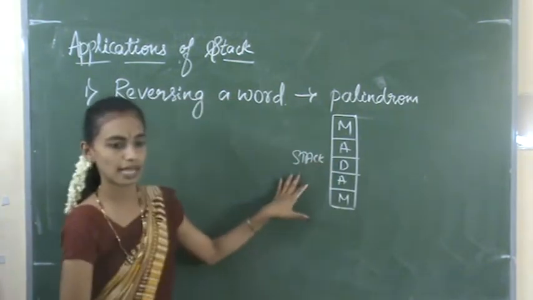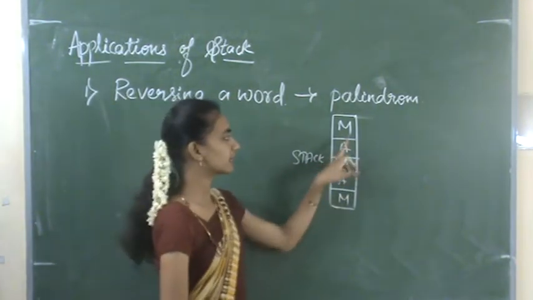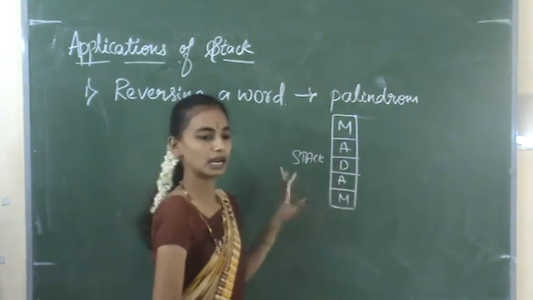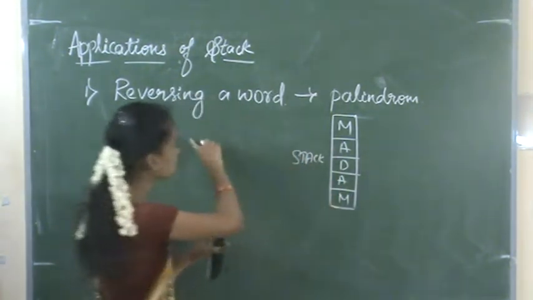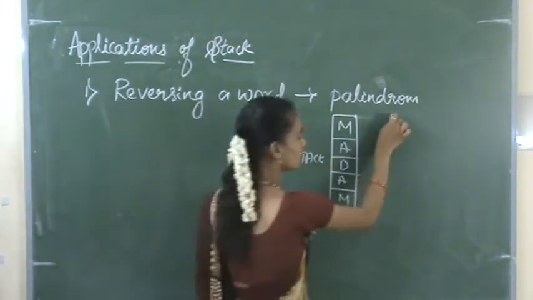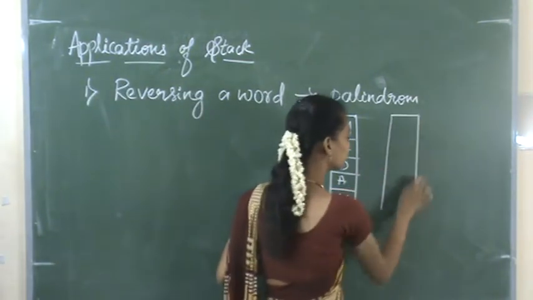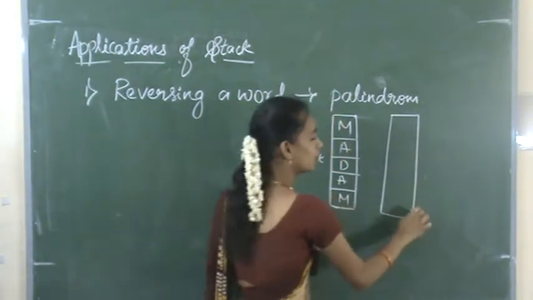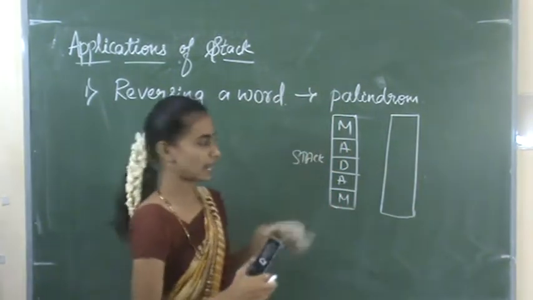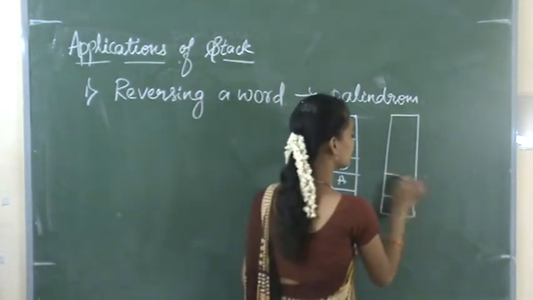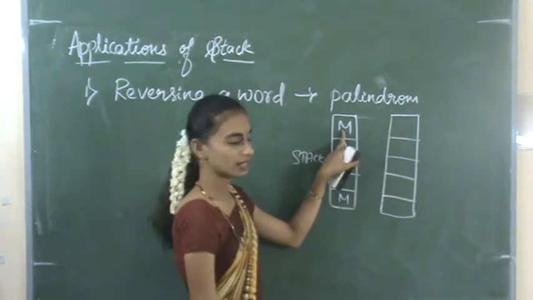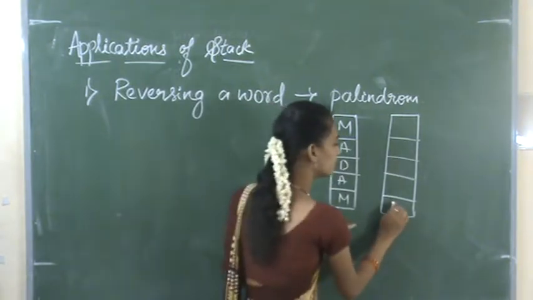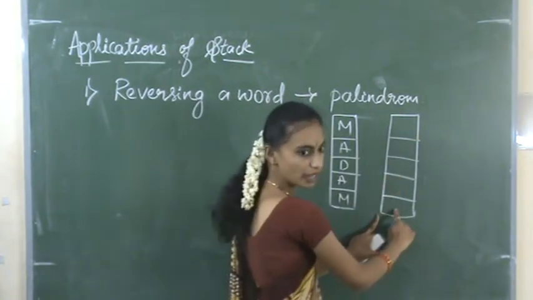Suppose consider this as a stack. So this stack contains M-A-D-A-M, Madam, as a word. If I am reversing this word in a stack, first we have to remove the top of the stack, right? And then that will be stored in the other variable. So what is the top of the stack here? That is M. So that will be assigned to the top of another stack.